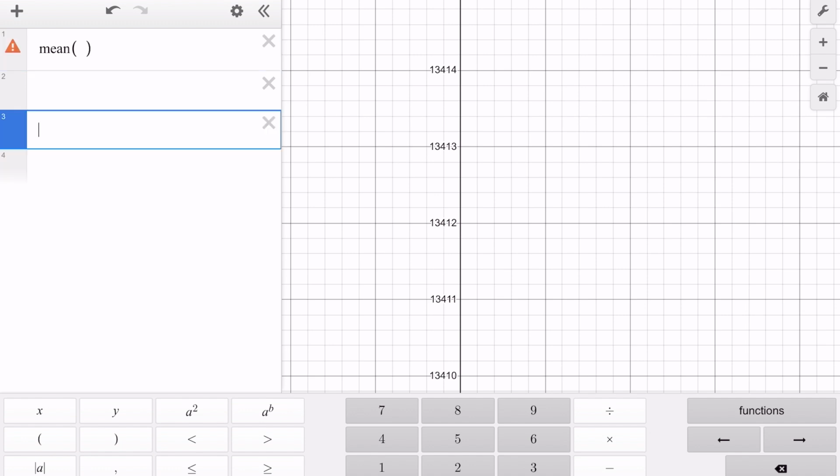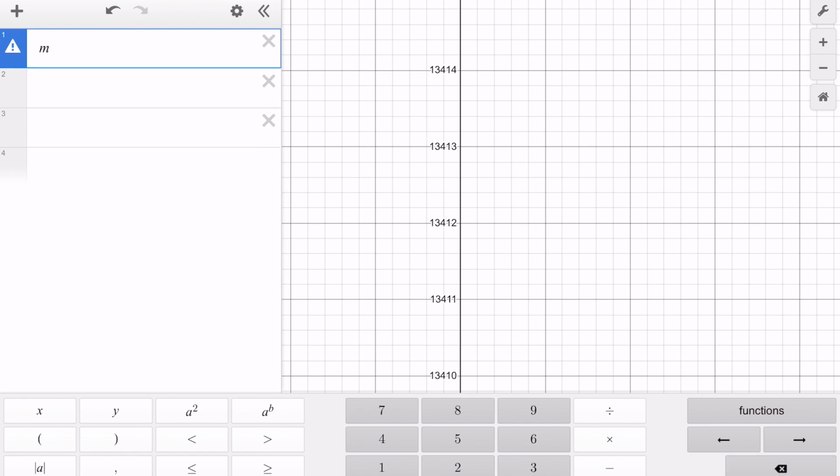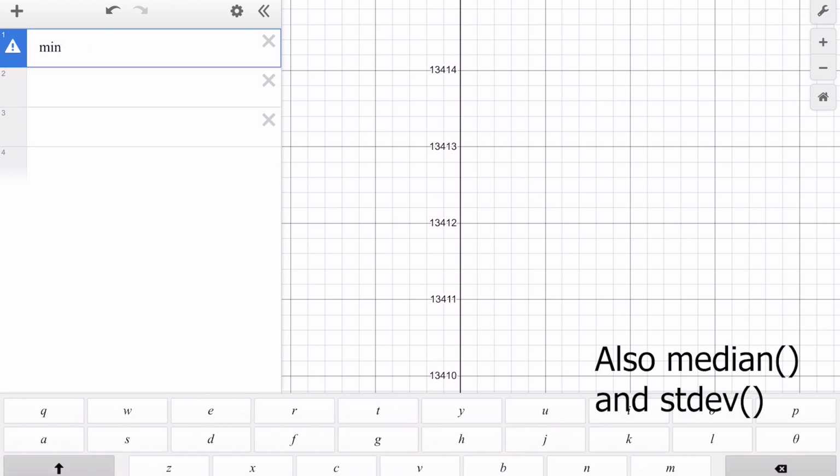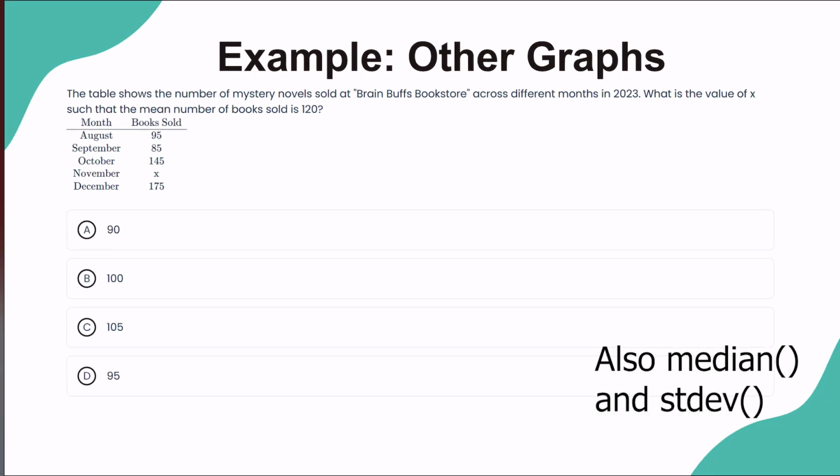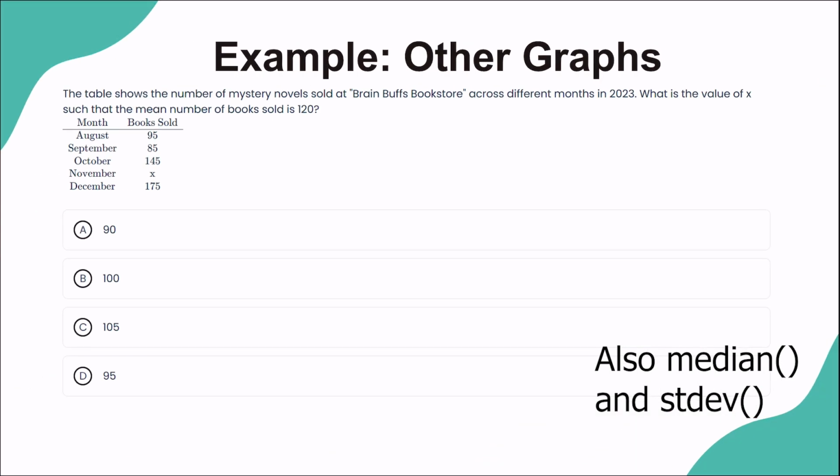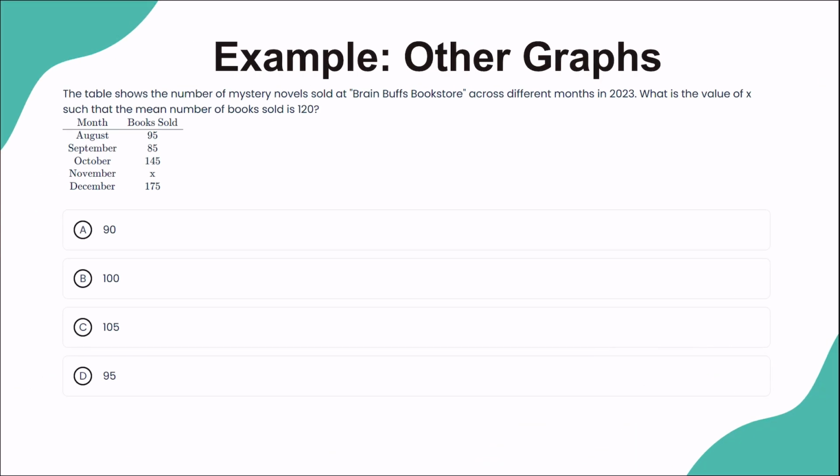You can also do ones like min and max. You can type in min, do parentheses, or max and do parentheses. These are kind of helpful to know. Now you could also do these in your calculator. You could know the formulas, but just having an extra tool in your toolbox is always going to be helpful in the SAT.